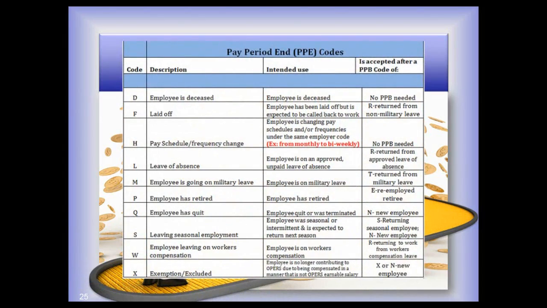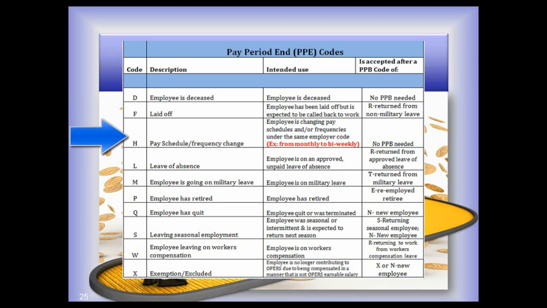Now let's look at pay period end codes. The first code is D, employee is deceased. The intended use is for when an employee dies. The next code is F, laid off. The intended use is for an employee that has been laid off but is expected to be called back to work. For example, you laid off an employee because you didn't have enough work for them to do in the park, but you expected that they would return at a later date when you had work for them to do.